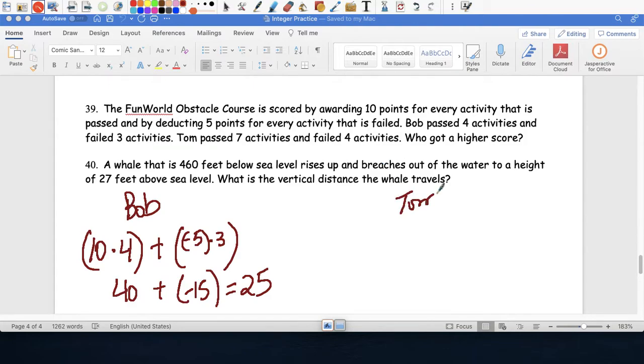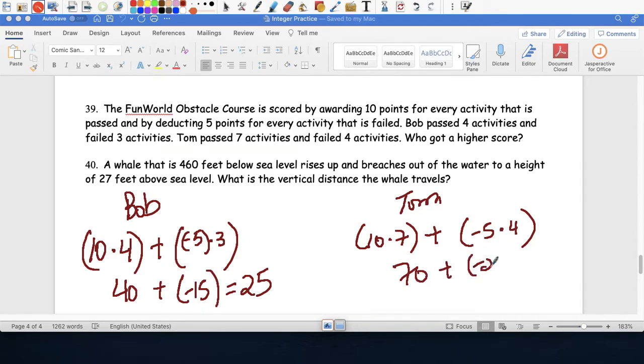Tom passed 7, so it would be 10 times 7. Plus, and he failed 4 activities, will be negative 5 times 4. That's 70, plus, and this is negative 20. So Tom is actually a little bit better because he got 50.